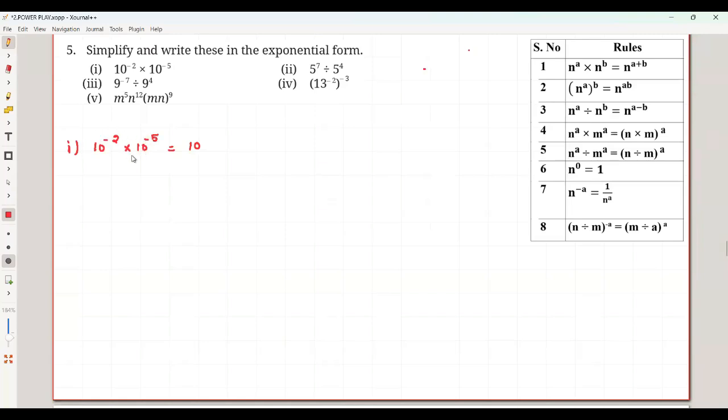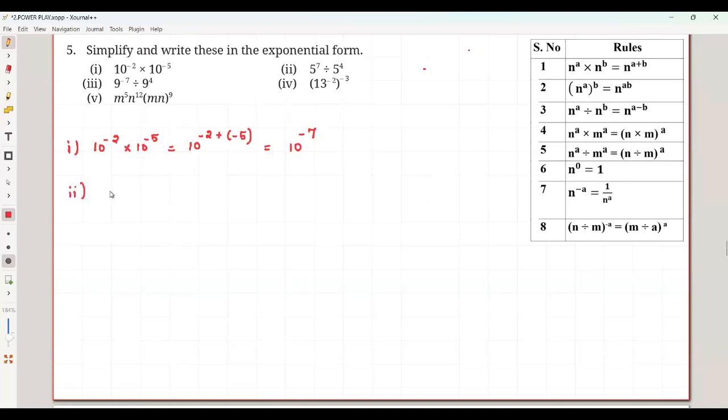N power a into n power b. Both are having the same base. Keep the same base and add the power. Okay, so minus 2 plus minus 5. That means 10 to the power minus 2 minus 5, keep the same sign and add. So minus 7. Okay, 10 to the power minus 7 is the answer. The same as the second one.